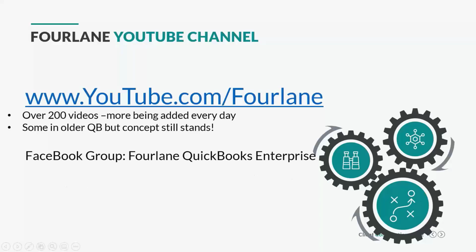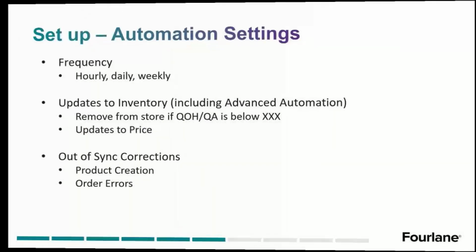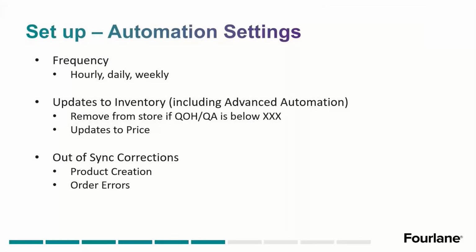Okay, so what are we going to be talking about today? I'm going to show you the slide and go through it a little bit, but of course we are going to be spending the majority of the time in the product. That is always the most fun. Nobody likes reading through slides. So we're going to be talking about frequency. We have some choices around frequency of automation. We'll talk about updates to inventory. So if I add a new inventory part, what happens? I have quantity on hand or quantity available, what happens? Price changes. And then we'll look a little bit at the out of sync board.